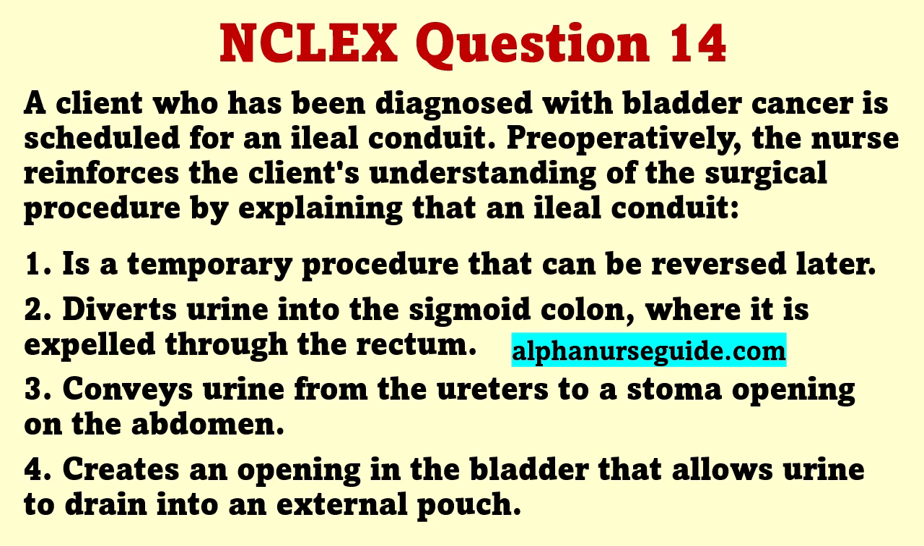The client must wear a pouch to collect the urine that continually flows through the conduit. The bladder is removed during the surgical procedure, and the ileal conduit is not reversible. Diversion of urine to the sigmoid colon is called a ureterosigmoidostomy. An opening in the bladder that allows urine to drain externally is called a cystostomy.